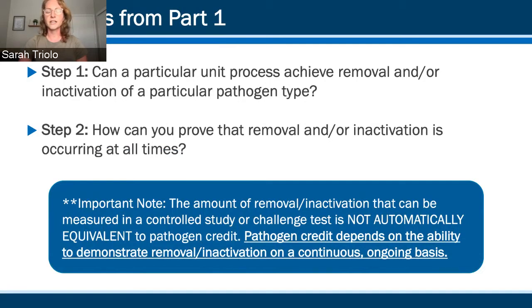So I just wanted to reiterate this note here that even though some removal or inactivation can be measured in a controlled study in a lab or even in a challenge test, that's not automatically equivalent to the amount of credit that you can get, because the credit depends on your ability to demonstrate that you're achieving that removal or inactivation on a continuous ongoing basis using online monitoring.